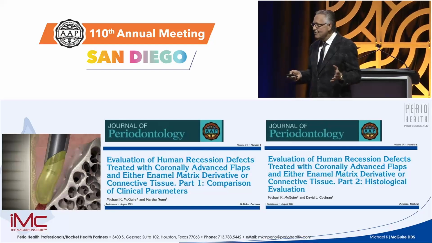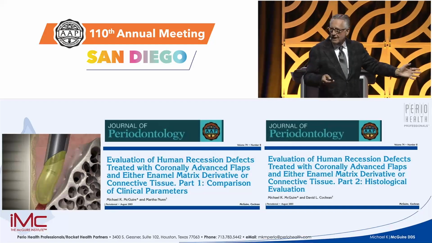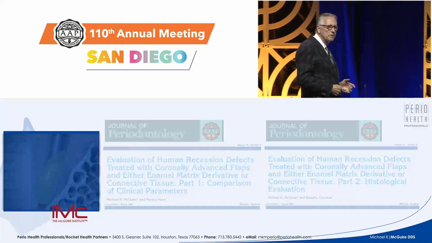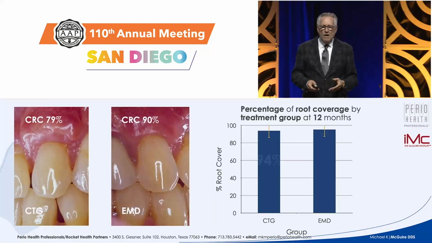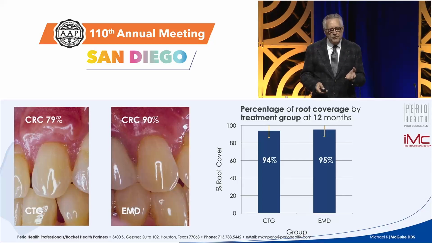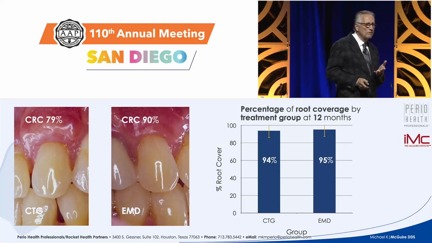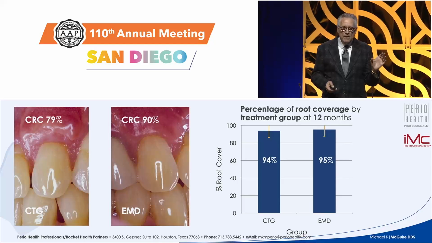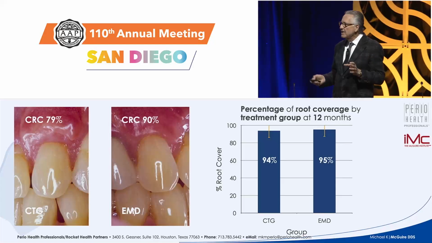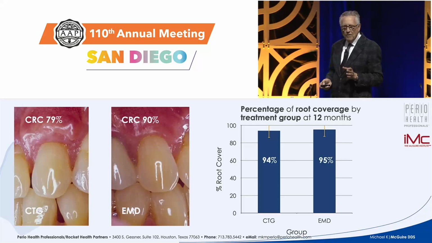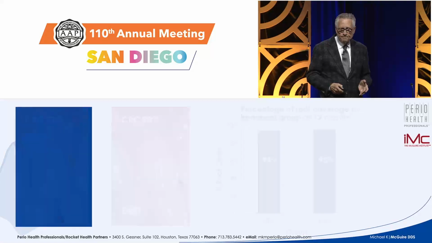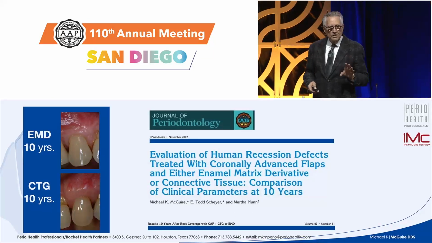I said, well, let's do some soft tissue studies. So here are a couple studies where we were looking at connective tissue graft versus coronally advanced flap with EMD. And what we saw was that we were able to achieve 94% root coverage with our connective tissue graft and 95% with our enamel matrix derivative. But more surprising was complete root coverage. We achieved complete root coverage 79% of the time with connective tissue graft and 90% of the time with our enamel matrix derivative.